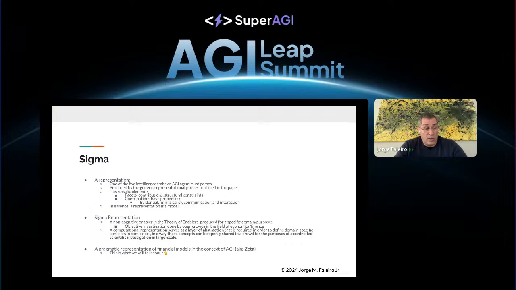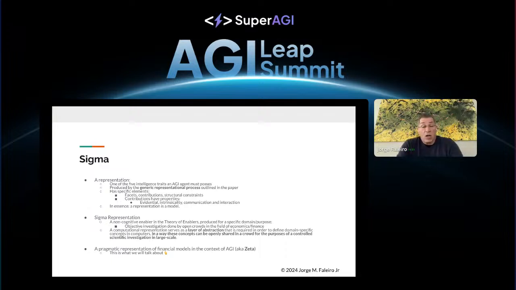So basically that's the whole idea of Sigma. More specifically, Sigma is the idea of an investigation process that could be applied to economics. Because if you're doing research, for example, in biology, mathematics, or astrophysics, you're going to have to redefine a new representational model, right? Again, Sigma is just for economics and finance.